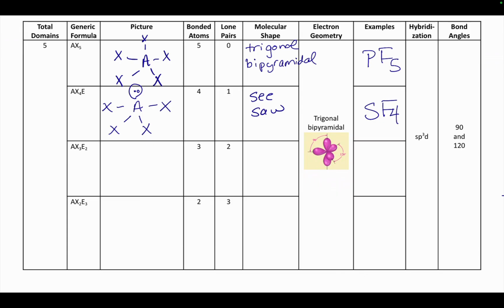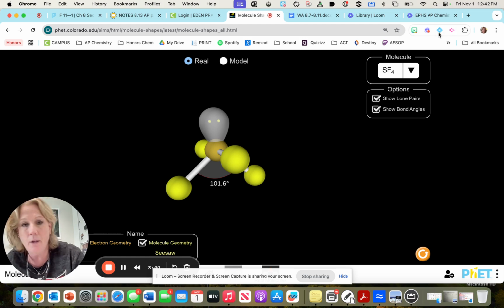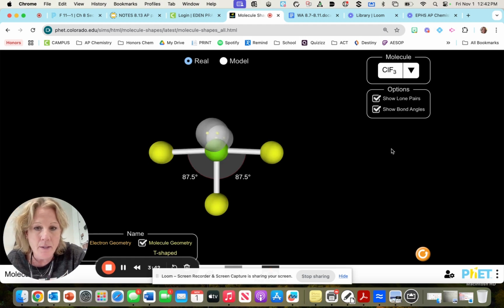So let's talk about another one. This one is going to have a central atom with 3 bonds and 2 lone pairs. And this is called a T-shape. An example of this could be a polyatomic ion. Let me show you on the PhET though. So this would correspond to this one.